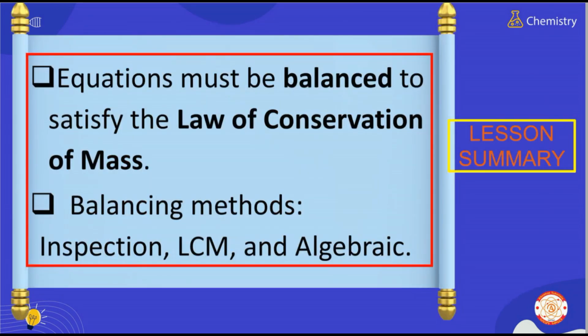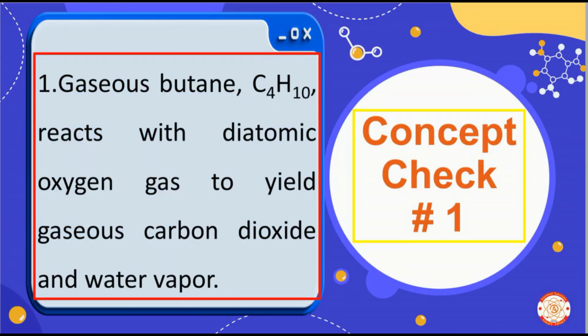So to sum up, equations must be balanced to satisfy the law of conservation of mass, which states that atoms must be what? Must be conserved, meaning the number of atoms on the reactant side and product side should be equal. And there are different methods of balancing chemical equation.